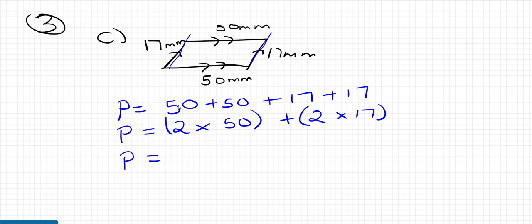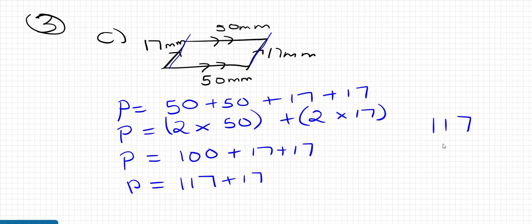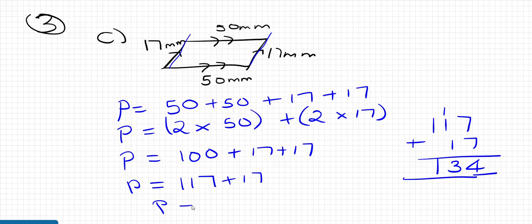If I did it this way, 50 plus 50, I know is 100, plus 17 plus 17. 100 plus 17 gives me 117. And 117 plus 117, just in case we're not too sure, let's quickly do an algorithm. 7 plus 7 is 14, put the 4 down and add the 1. So 1 plus 1 plus 1 is 3, and add the 1 there. So the perimeter is equal to 134. What are our units? It's millimeters.